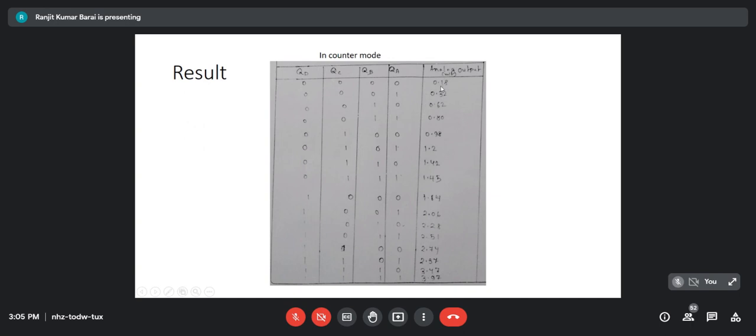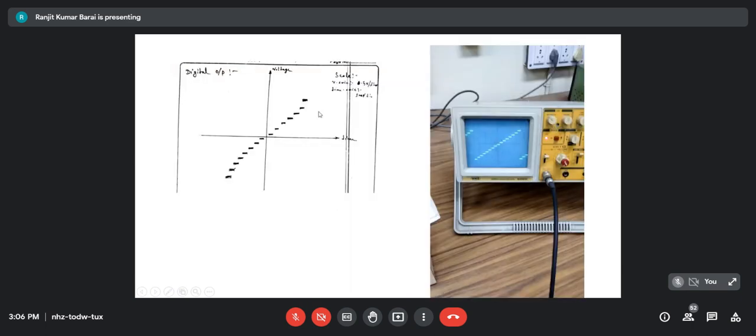So you see, as the bit pattern is increasing, the analog voltage output is also showing an increasing pattern, if not linear at least. So this is the bit pattern. If you plot the graph, this is also shown in this video.